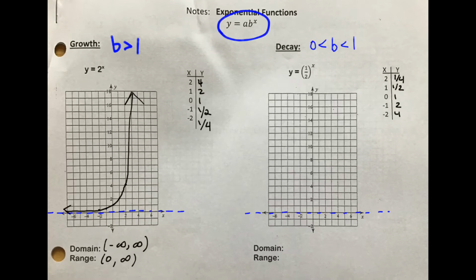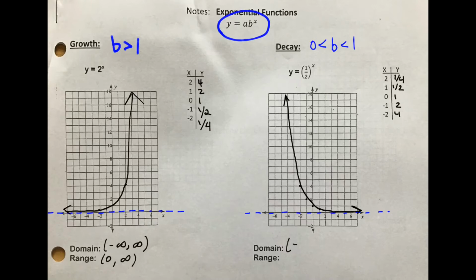And then when I graph it, so 2, 1/4, 1, 1/2, 0, 1, -1, 2, -2, 4. You will see these dots are now going in a different direction. They are now going in the downward direction. So this is what is called an exponential decay graph. Because when you read it from left to right, it is decreasing at a rapid rate.